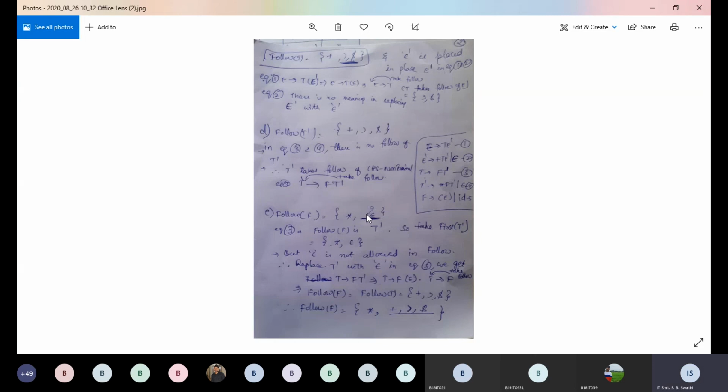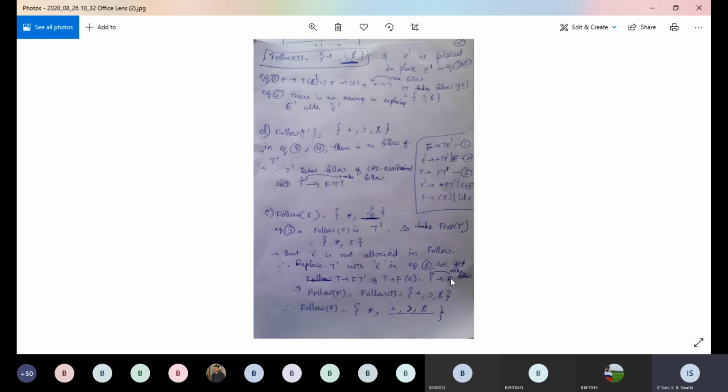And again epsilon is not acceptable. Okay. Star is there. F keeps star in place of T dash. It will take star as its follow. Then the second element also it should keep in place of T dash. It will keep epsilon in place of T dash. If it keeps epsilon, what does this equation become? See here, T goes to F T dash was there. When you keep epsilon in place of T dash, it becomes T goes to F, which means after F there is no follow. Okay, so you cannot simply write epsilon. You have to fill epsilon with some values.